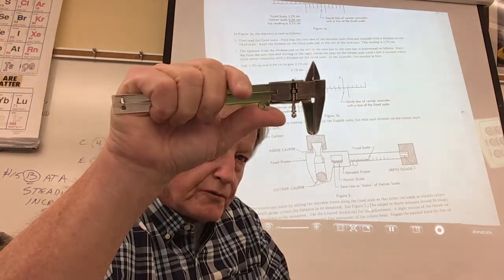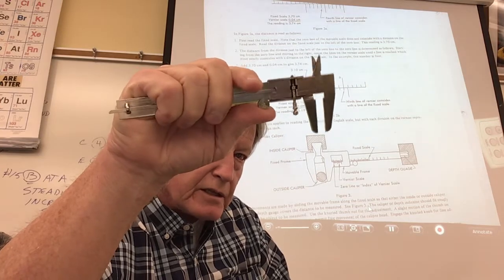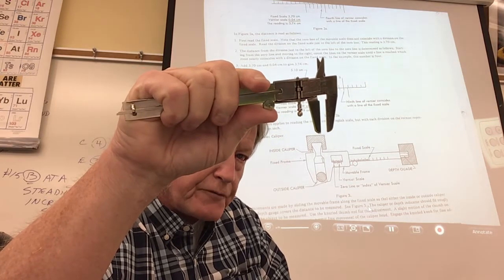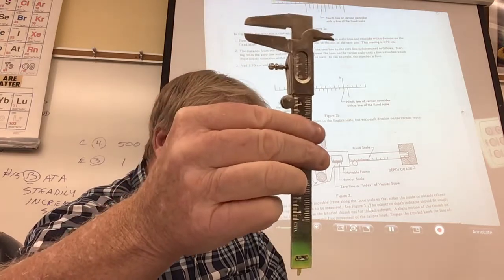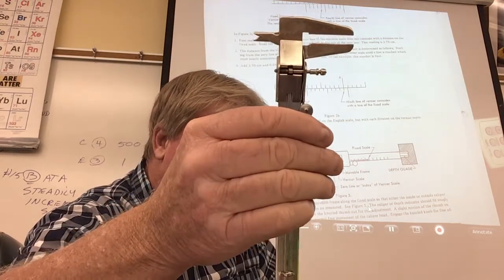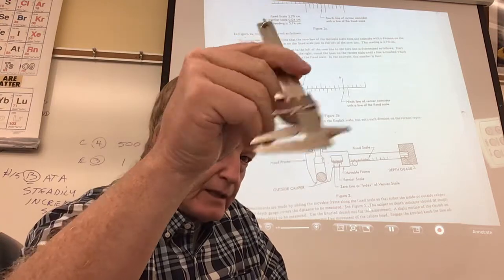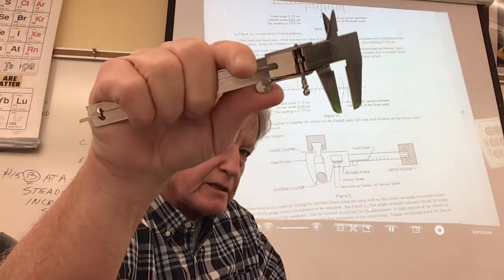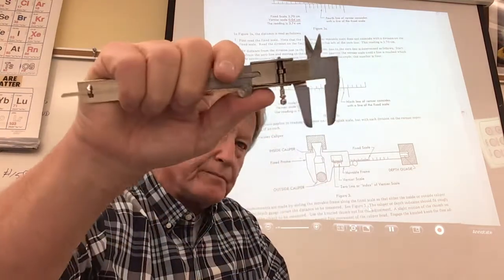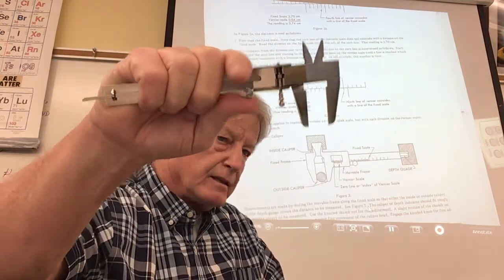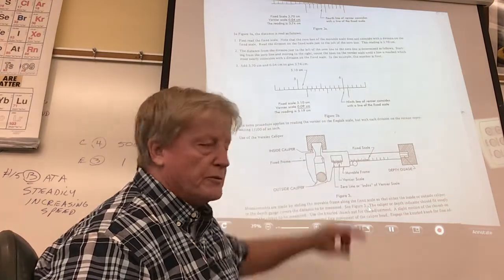When I move this, everything that does not move is part of the fixed frame. If you look at it, the fixed frame has a shape kind of like a 7 or an L. The fixed frame is everything that does not move. Okay, now point to the movable frame. Everything that moves is the movable frame.